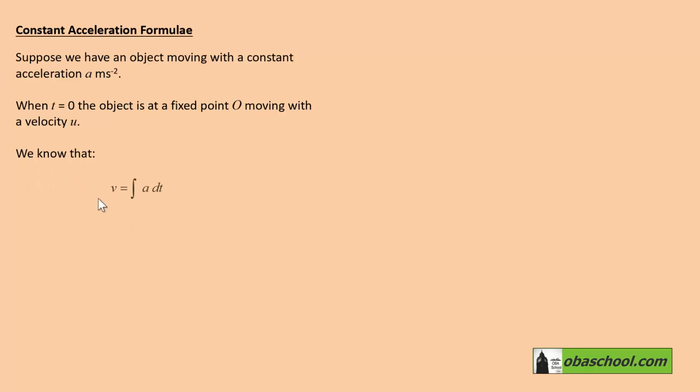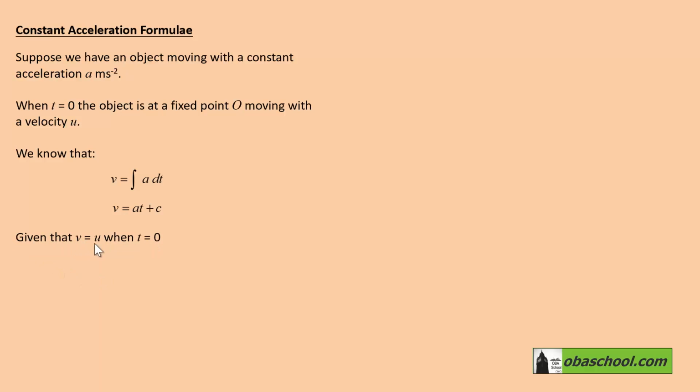We know that v is the integral of the acceleration function with respect to t. And in this case, the acceleration function is just a constant. So in other words, it's just the value a, which in any particular case would just be a number. So that means v is equal to at plus some constant.